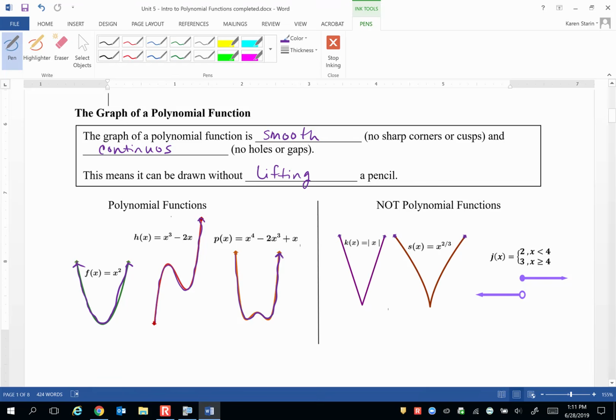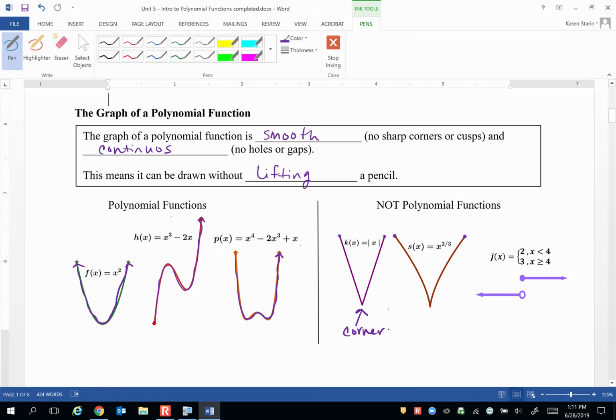On the right, we have some examples that are not polynomial functions. From our parent function group, we have the absolute value function, k of x here. And here's the trouble with this particular function. It does have x to the first degree, but the absolute value of x, that function, has a sharp turn. It has a corner. So that is not a polynomial function.